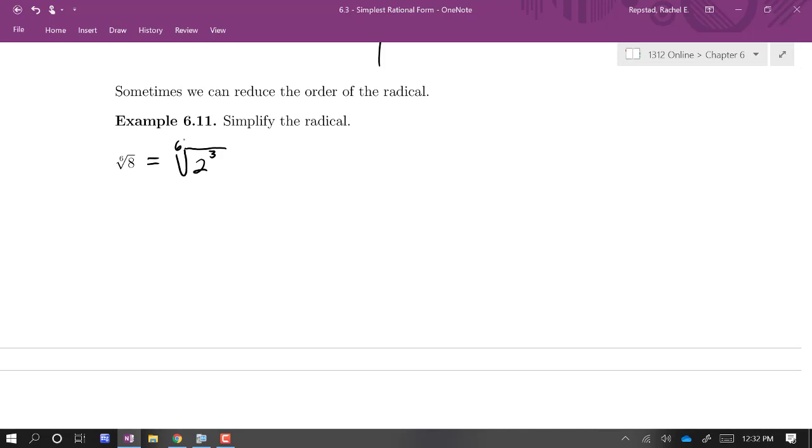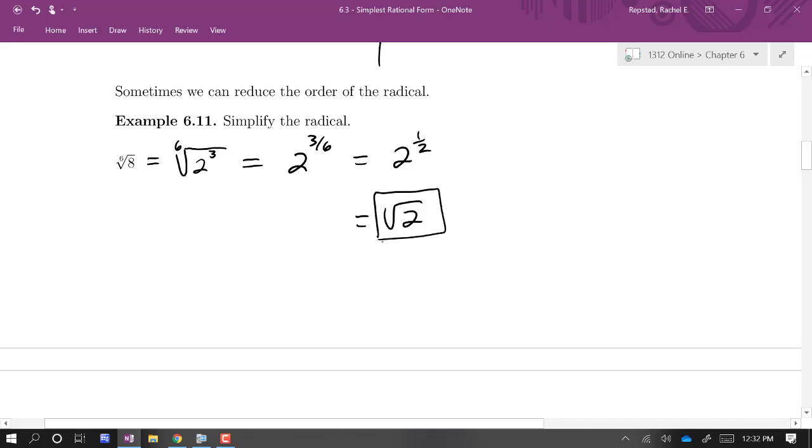So maybe I don't have to write it as a 6th root. And the way we do this is to go use the exponential form. So the 6th root of 2 cubed is 2 to the 3 over 6. Now 3/6 I can reduce, that's 1/2. And 2 to the 1/2 is the square root of 2. So here we have reduced the order of the radical.